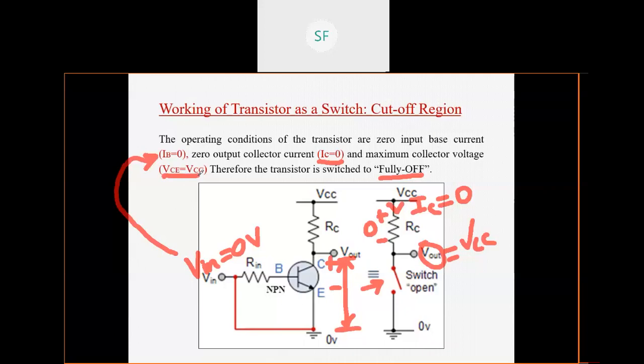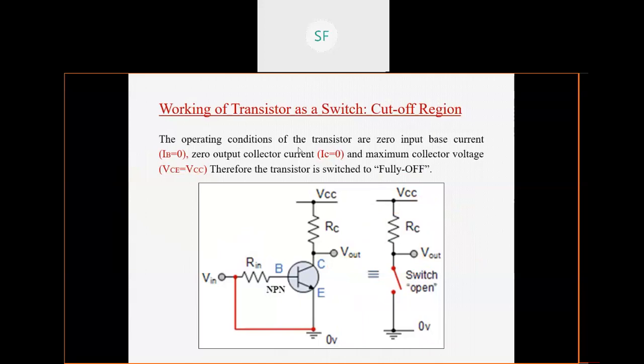ओके. So in cutoff region, you should remember these points. These 3 points are very important. That what is the value of IB? It is 0. What is the value of IC? It is 0. What is the value of VC? It will be equal to VCC. And your transistor will not pass any current through it. These parameters, these points you should remember. Okay. If you are having any doubt in this slide, then just you can ask me directly.